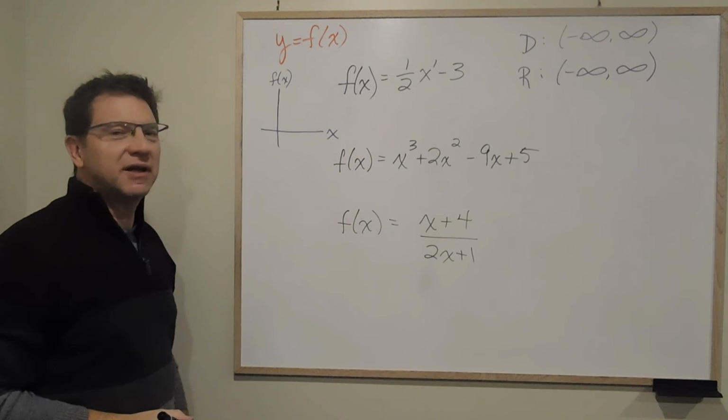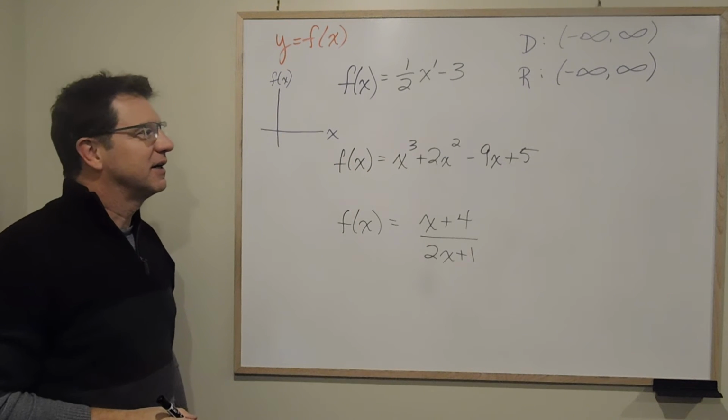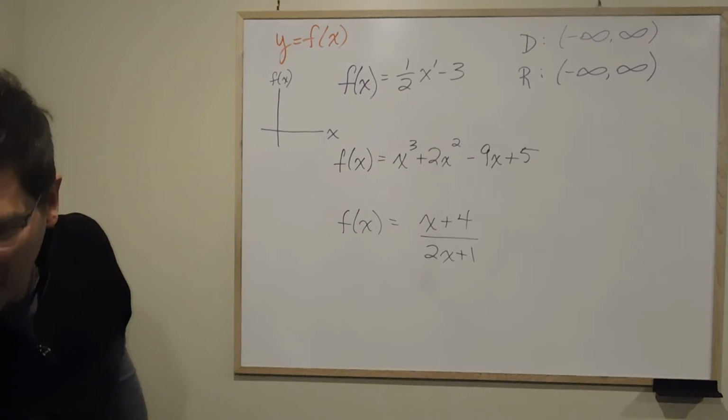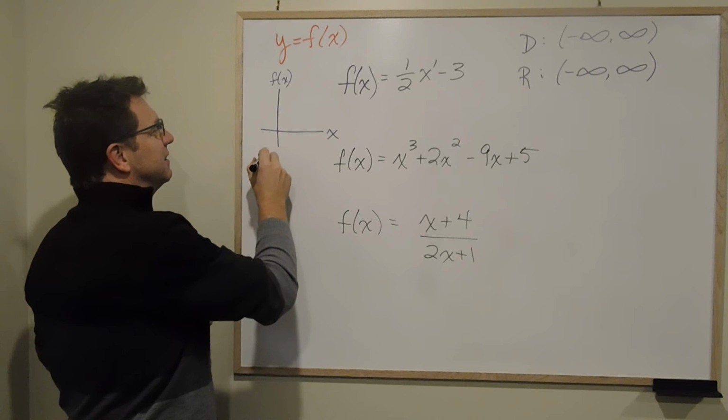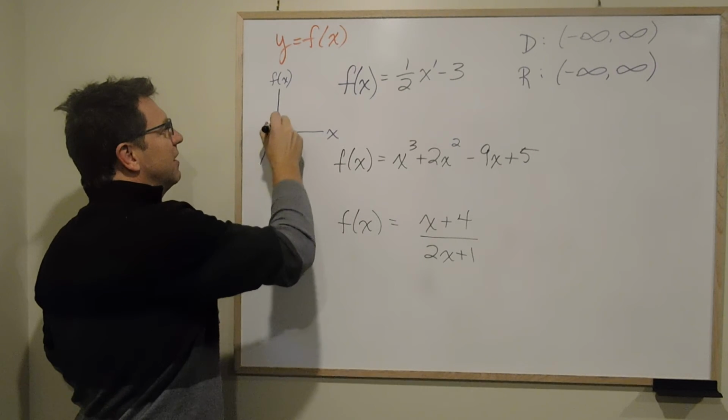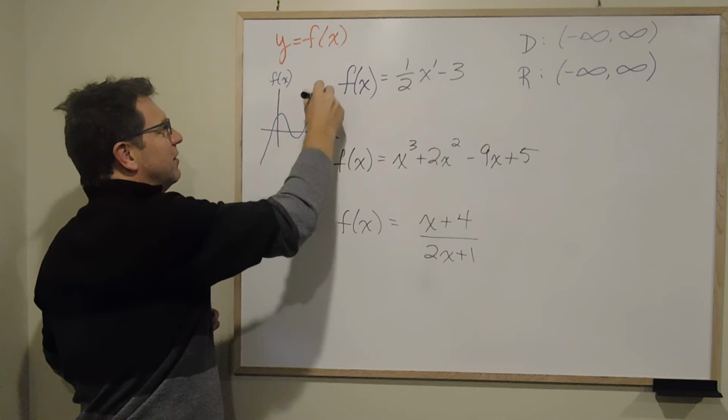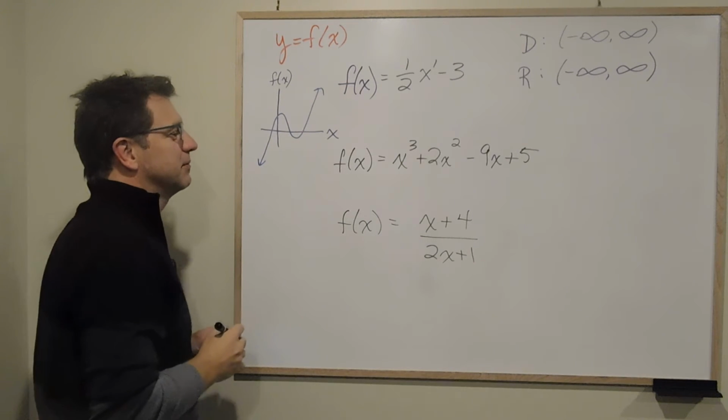This one here is a cubic. Now the shape of a cubic happens to be something like this. It comes from here, it comes up, it's going to have a couple of turns, and it's going to keep going. Okay?